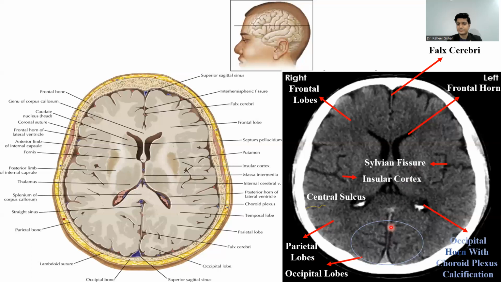This is the falx cerebri. Posteriorly you can see this triangular structure. This is actually the superior sagittal sinus, as you can see here in the cut section.